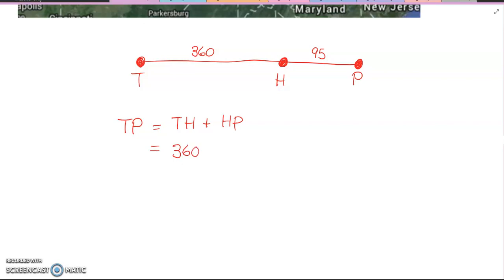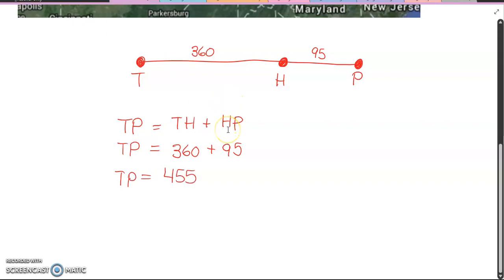Therefore, this is where our conclusion comes from. We can take the 360, the length of TH, and the length of HP, which is 95, and adding those two together will give me the distance between point T and point P, which in this case is going to be the exact same result as you got from the map, 455. So this is the concept of the segment addition postulate.